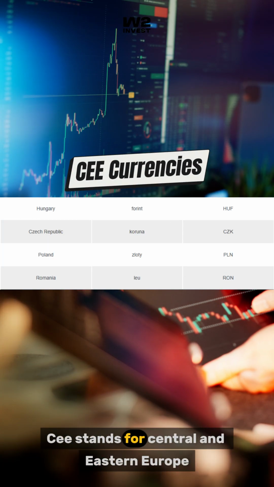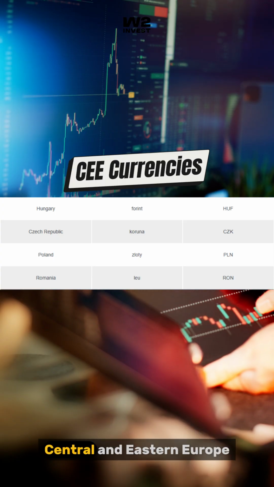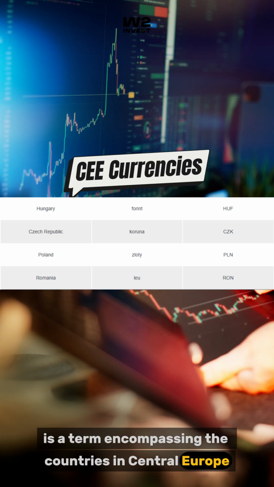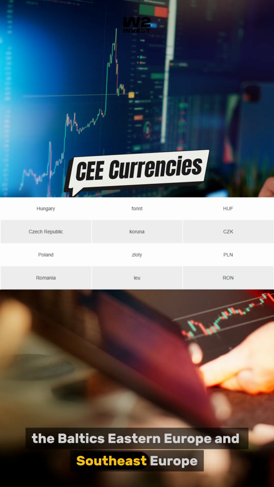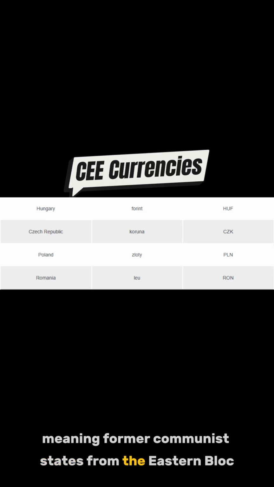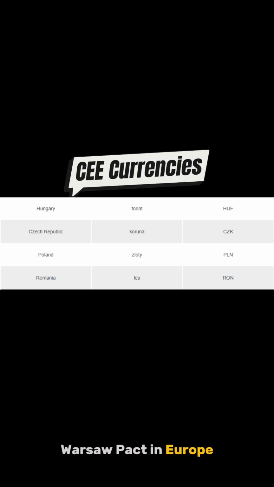CE currencies. CE stands for Central and Eastern Europe. Central and Eastern Europe is a term encompassing the countries in Central Europe, the Baltics, Eastern Europe, and Southeast Europe, the Balkans, usually meaning former communist states from the Eastern Bloc, Warsaw Pact in Europe.